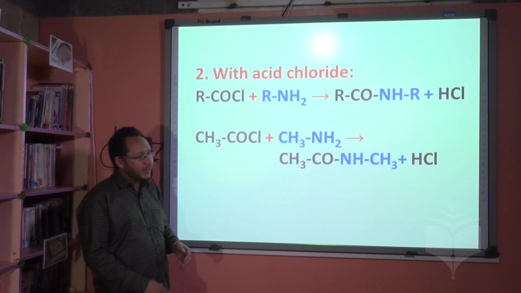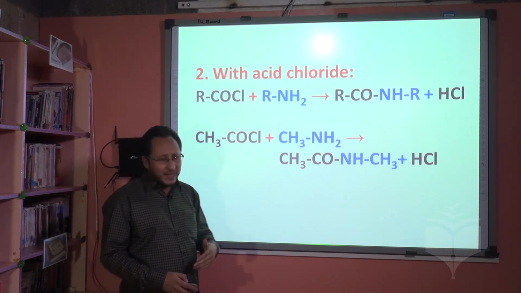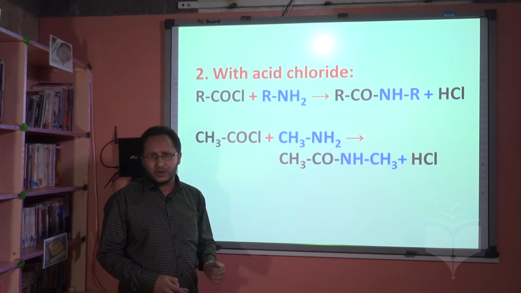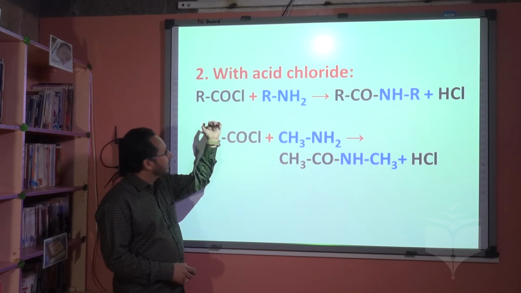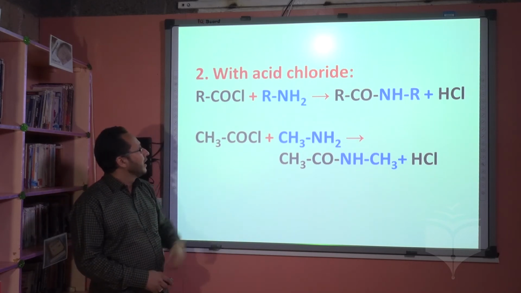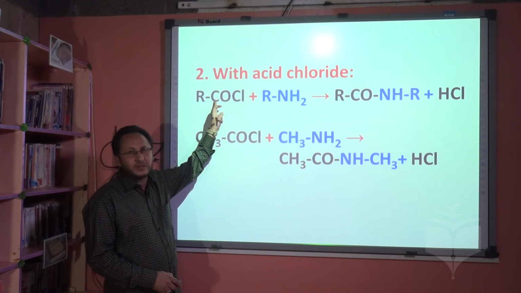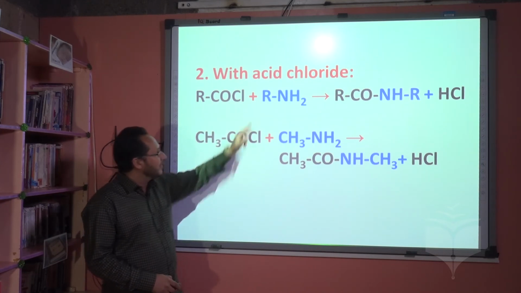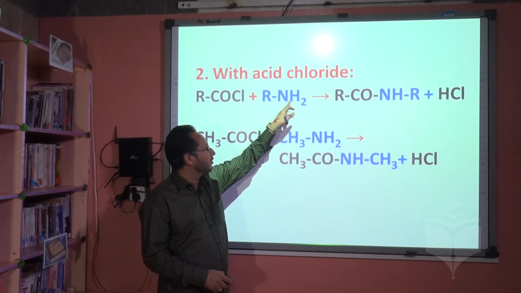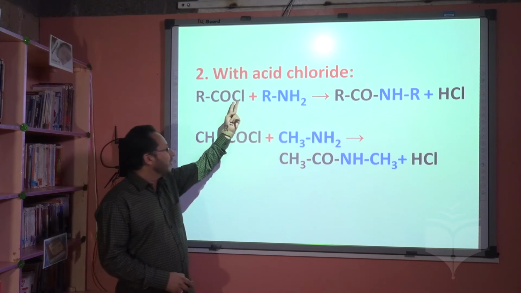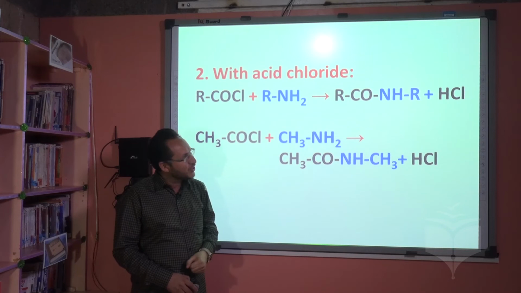The second reaction: amines also, because they are bases, react with acids, the carboxylic acid, or acid chloride, or acid anhydride. So this is the example for the acid chloride. In this, this is RCOCl, CO meaning C double bond O, and this is RNH2. You have to remove one hydrogen atom from the nitrogen atom with the Cl. Now, they are removed as HCl.